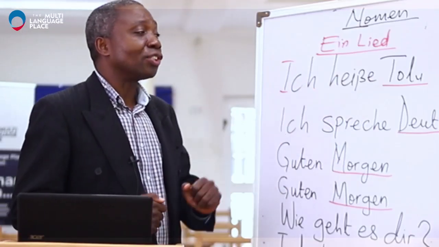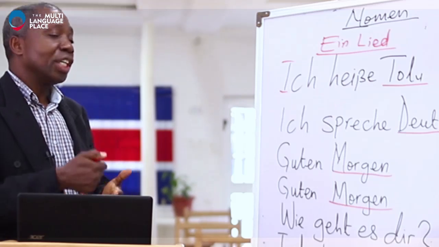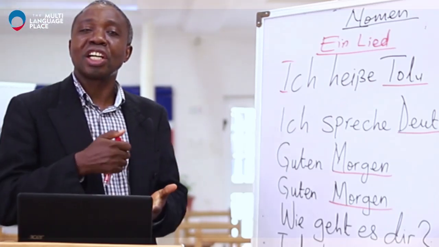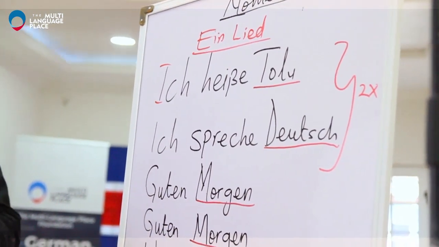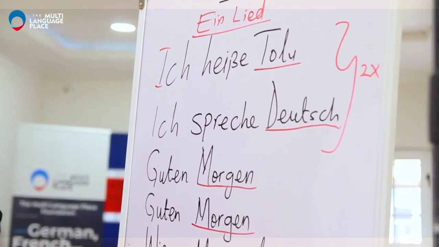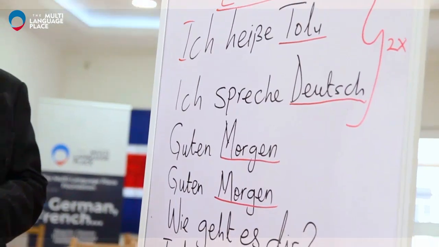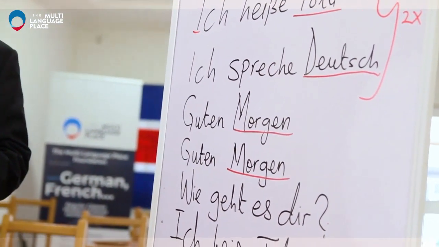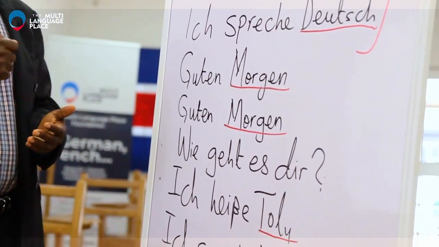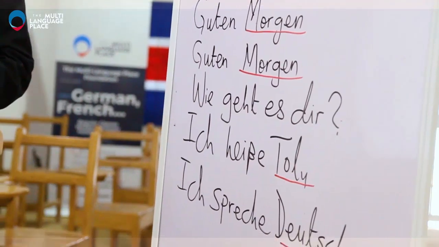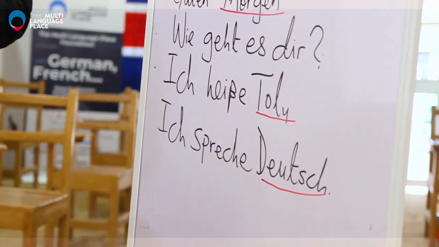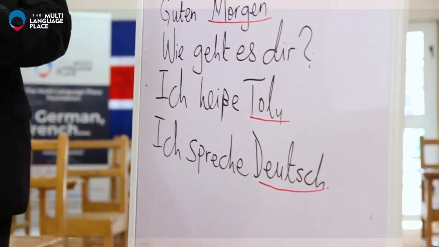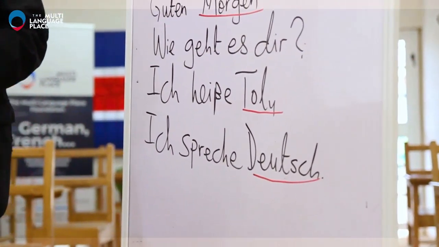Ich heiße Tulu, ich spreche Deutsch. Ich heiße Tulu, ich spreche Deutsch. Guten Morgen, wie geht es dir? Ich heiße Tulu, ich spreche Deutsch.